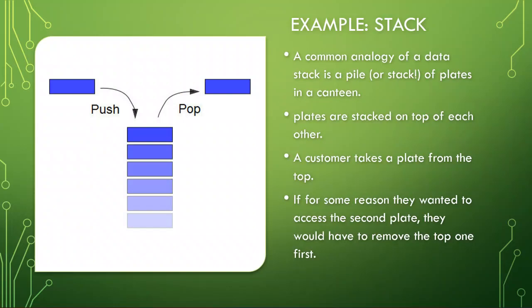So a common analogy of a stack is a pile of plates, say in a canteen or cafeteria. Plates are stacked on top of each other. A customer takes a plate from the top, so that's like a pop, taking it off. And if for some reason they wanted to access the second plate, they would have to remove the other ones from the top. So they're like, there's something gross in this top one. You've got to take that top one off first. So you pop it off, then you pop off another one to get the plate that you actually want. Maybe someone's cleaning them and they add them back on, so they will push them on one at a time. And again, just an analogy, so maybe you can get a little bit more of a visualization in your head.